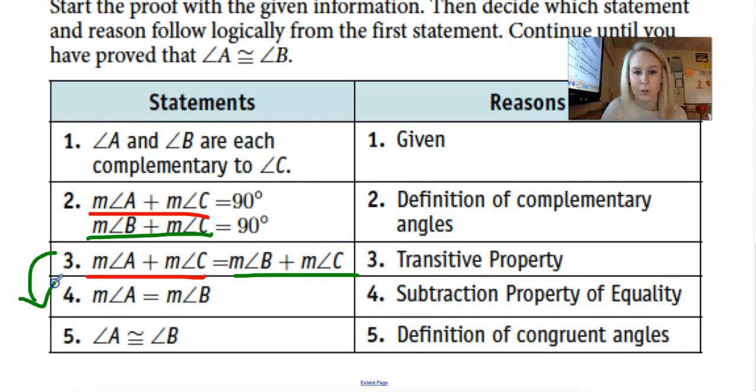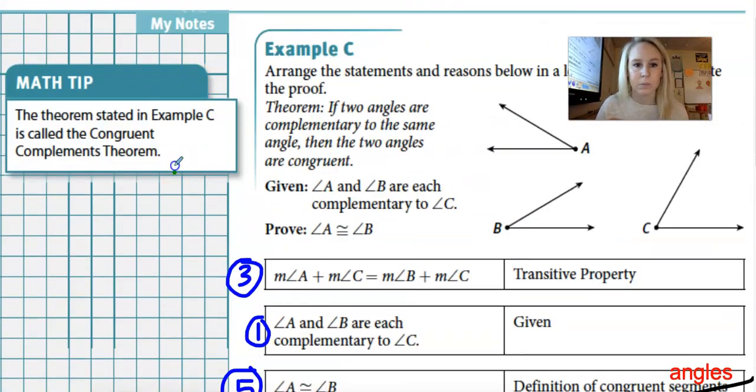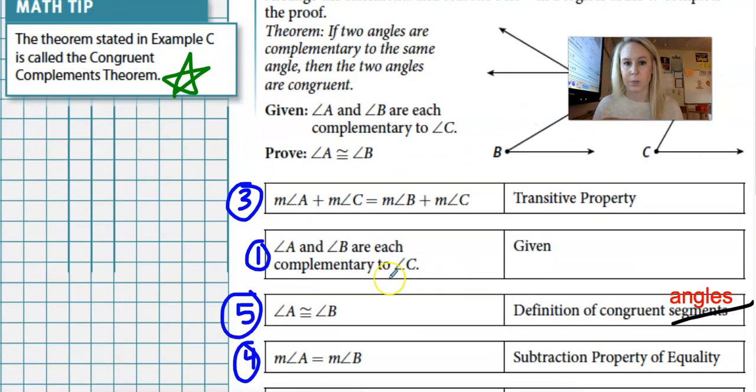What happened from 3 to 4? A dropped down, B dropped down, and then apparently C magically disappeared by the subtraction property of equality. And again, if you're going from measurements to congruence, that would be the definition of congruent angles. Okay? So this is actually a pretty important theorem. It is called the congruent complements theorem. So, if 2 angles are complementary to 1 angle, those angles both have to be the same. All right?